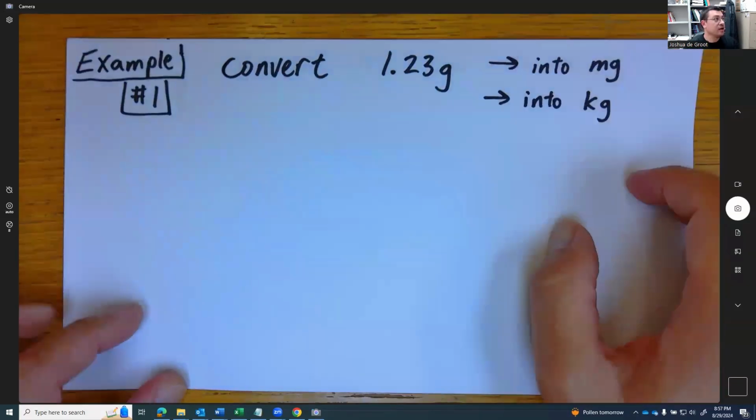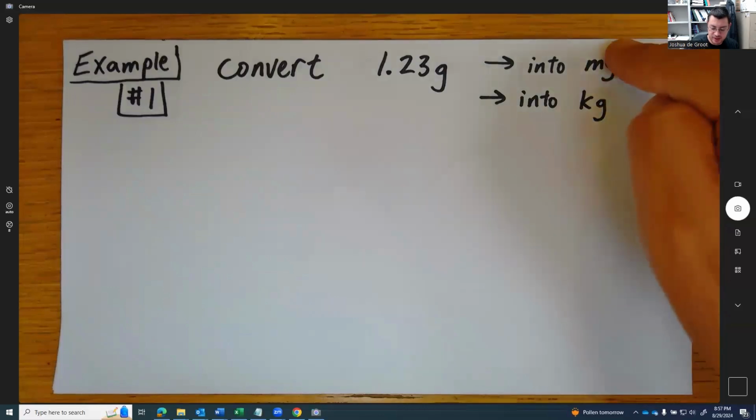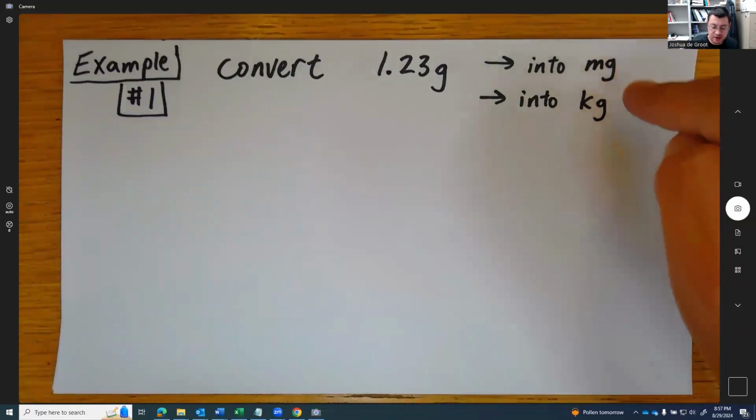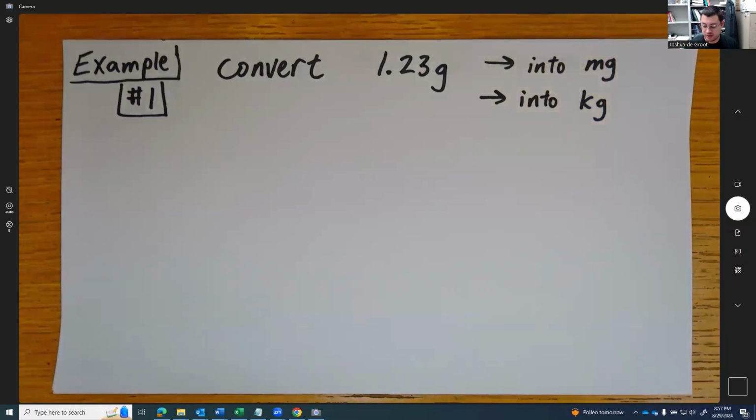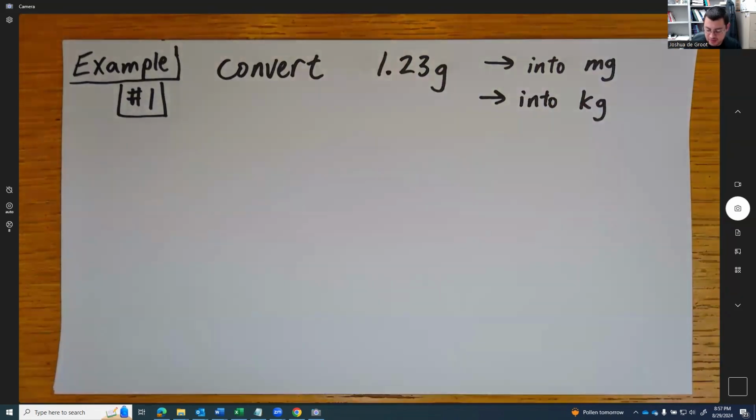All right, so what we got here, 1.23 grams, we want to convert into milligrams. And then after we do that, let's also convert into kilograms. All right, where do we start? We just start by writing the number.